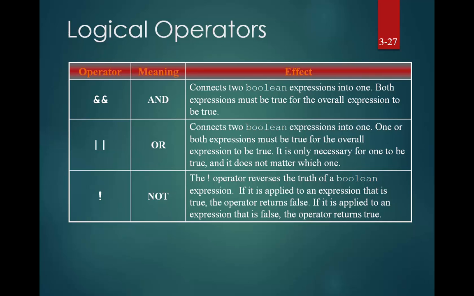Here's how they work. The two ampersands mean and. They combine two Boolean expressions into one. Boolean expressions can be a single Boolean value or the result of another Boolean expression. If both of the operands on either side of the and are true, then the overall expression has the value of true. And that's the way and works. So if both sides are true, then the entire thing is true.